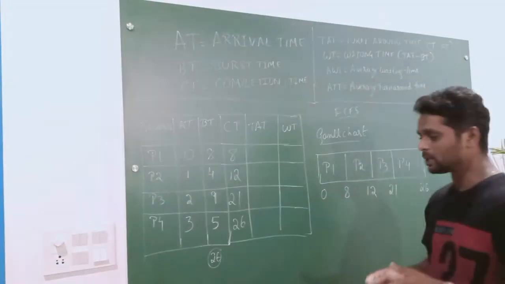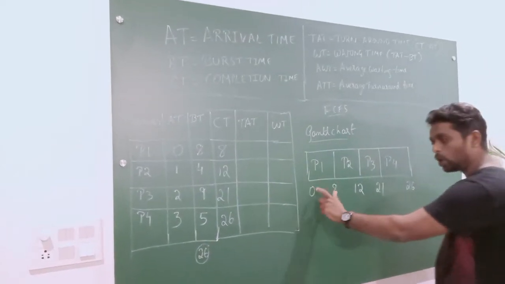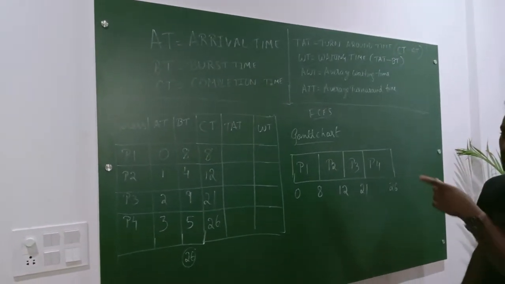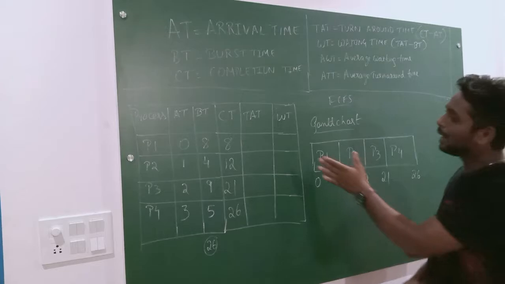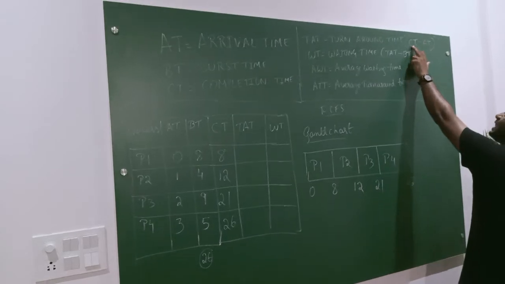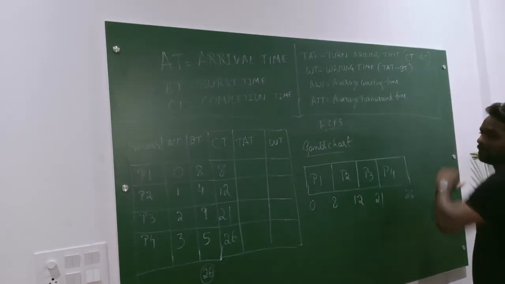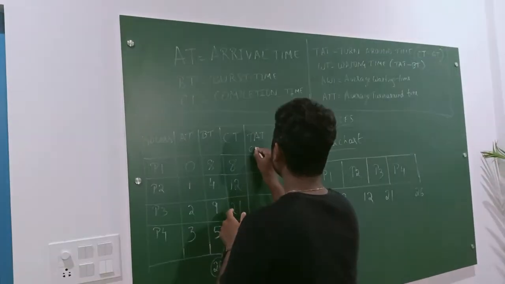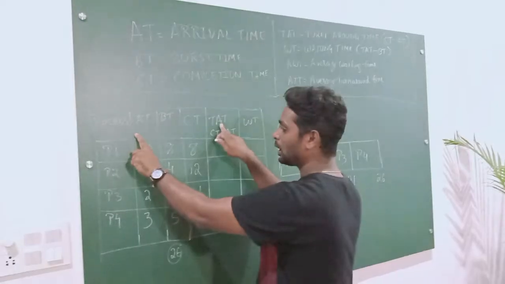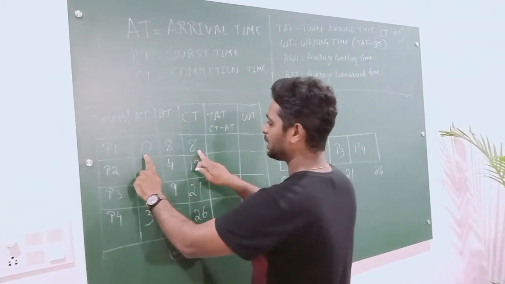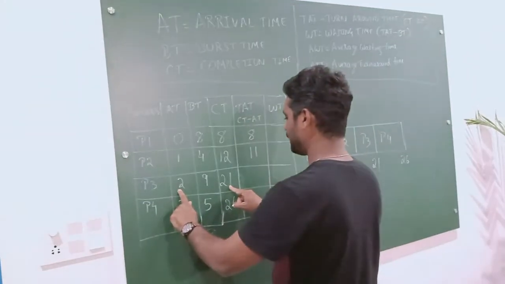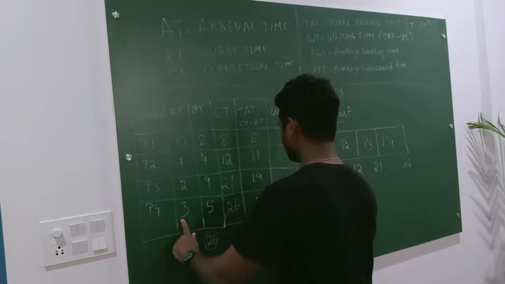Here, I can calculate the waiting time as before, but I should also subtract when it arrived into the ready queue, the arrival time. So for that I'll use some formulas. Turnaround time is CT minus AT, completion time minus arrival time. That gives turnaround time for each process. 8 minus 0 is 8. 12 minus 1 is 11. 21 minus 2 is 19. 26 minus 3 is 23.